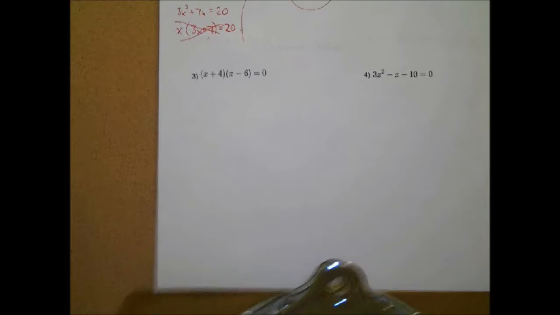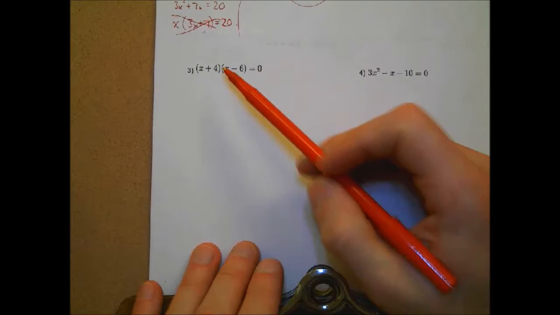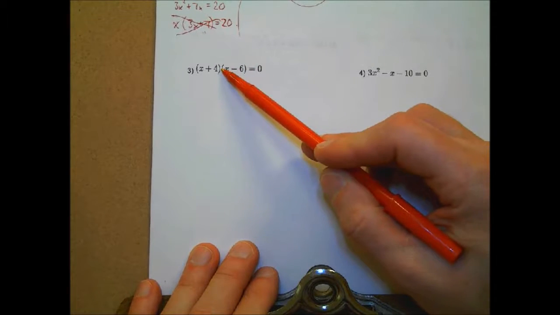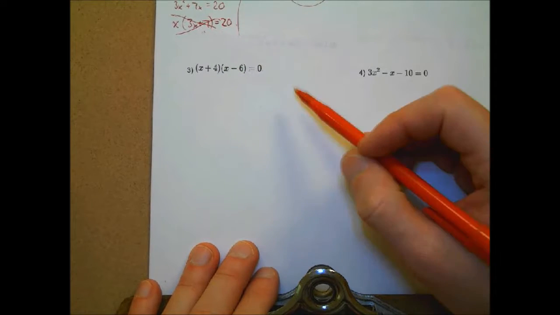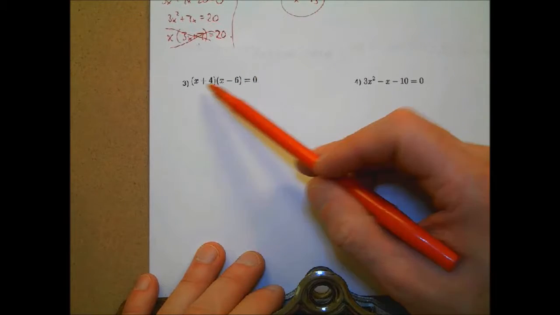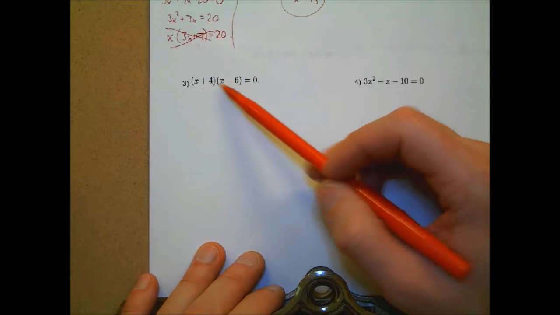Now, number 3, again, I see 2 things, x plus 4 and x minus 6, and they're being multiplied, and their product is 0. So we have 2 things multiplying to give us 0. What must be true about each one of these things? Yep. They both must equal 0.